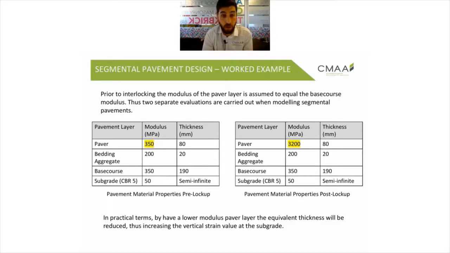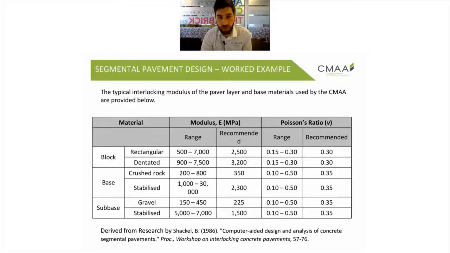So we've got the way that DesignPave works. It's going to model both pavements, one with a paver modulus of 350, one with a paver modulus of 3,200, which is post-lockup. Where we get the 3,200 value for our pavers, it's defaulted into DesignPave. That came from Brian Shekel and the research that he did many years ago, which is still applicable today. And that's what ties into what we talked about earlier, the type of unit and the laying pattern. We can adjust the modulus of our paver layer accordingly.